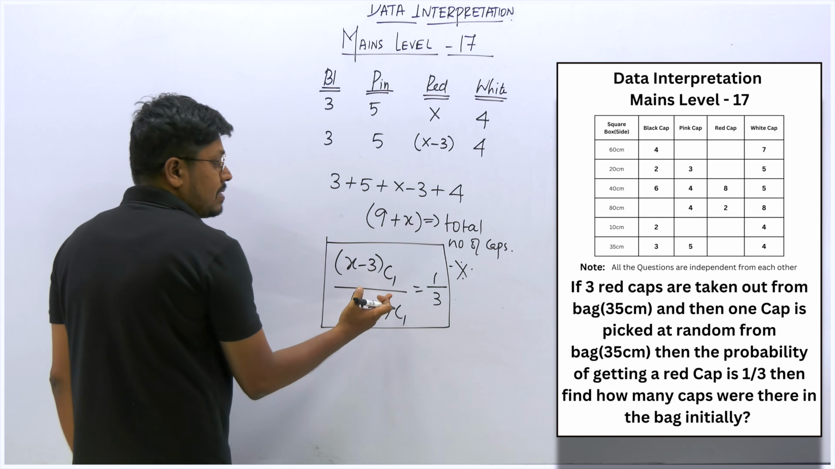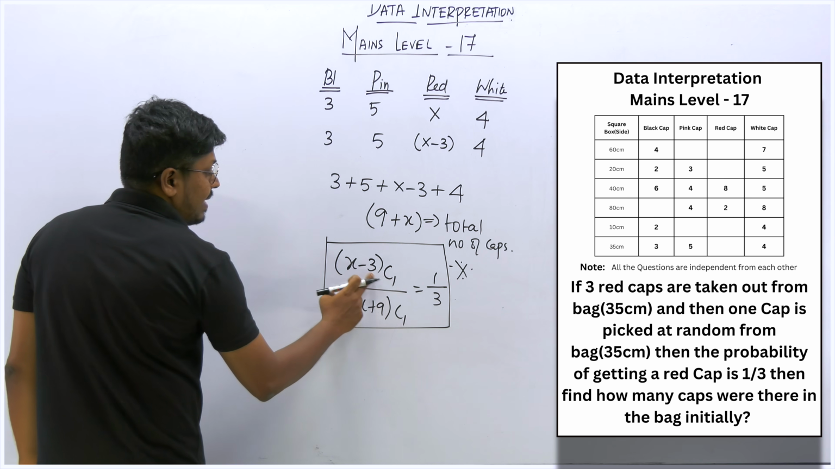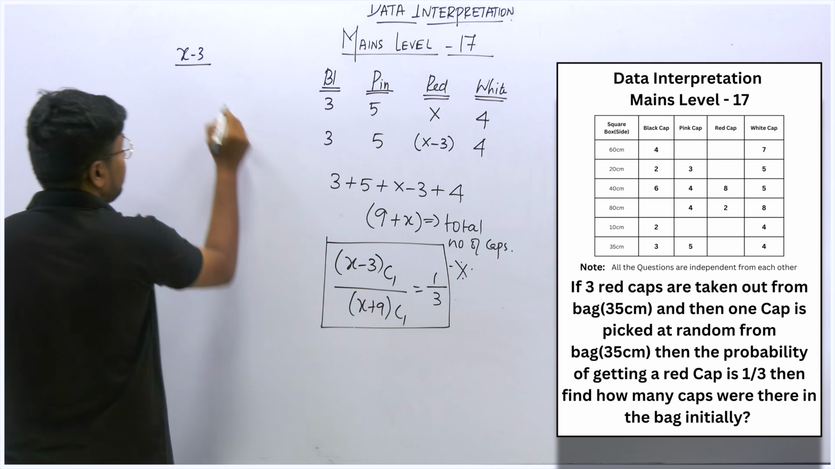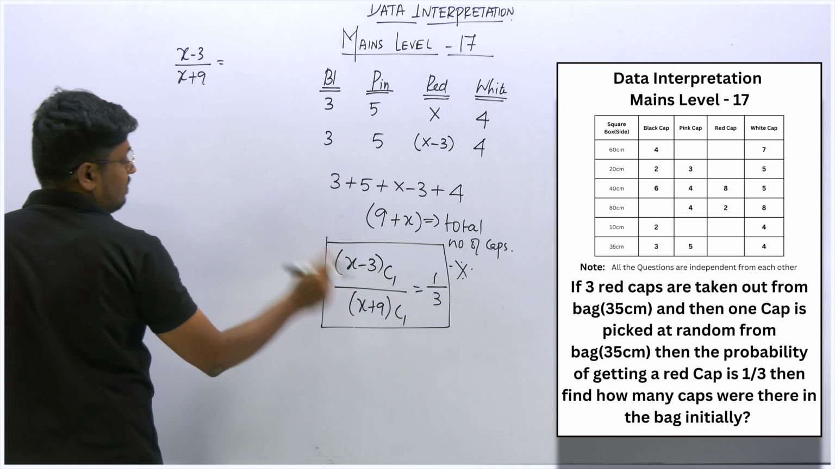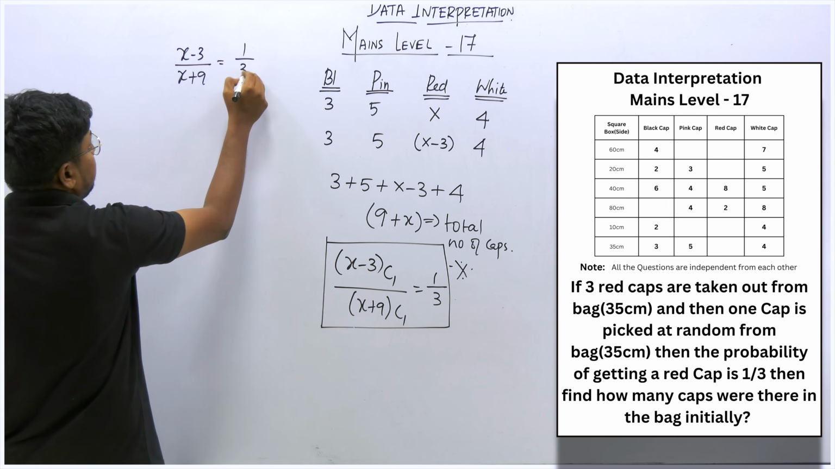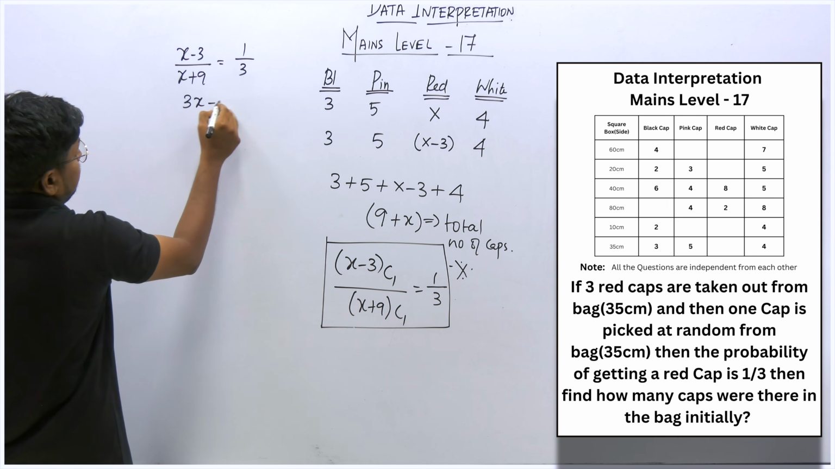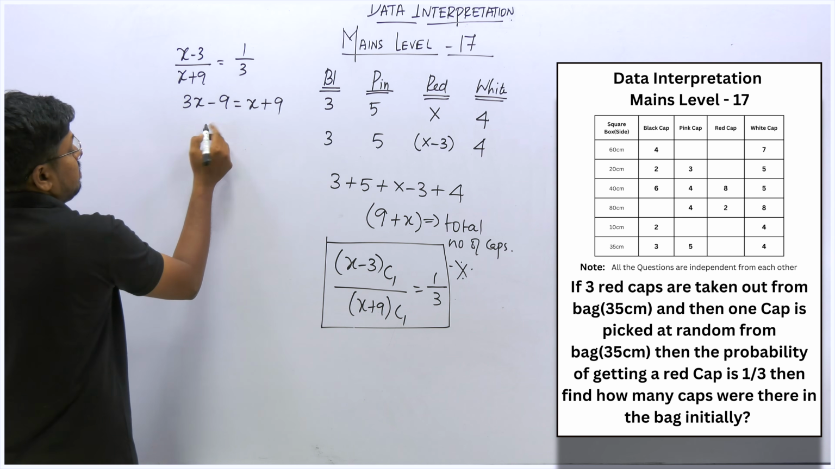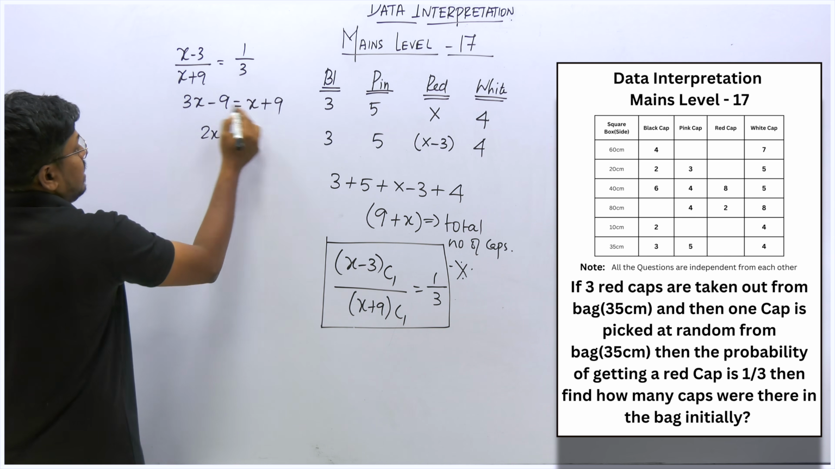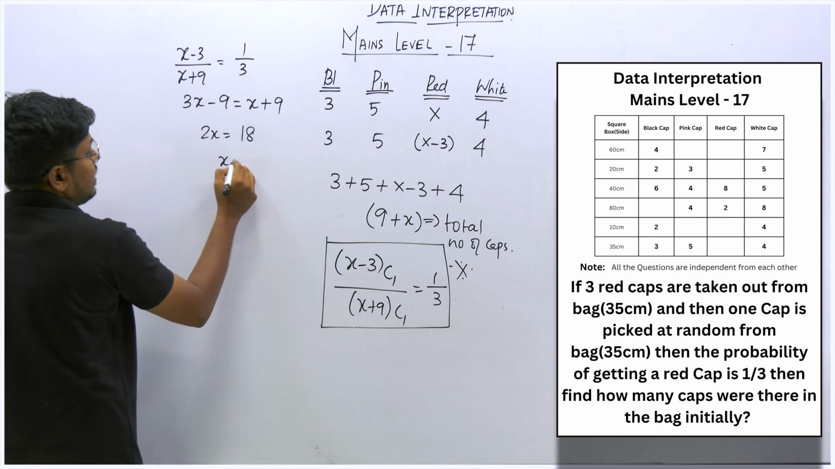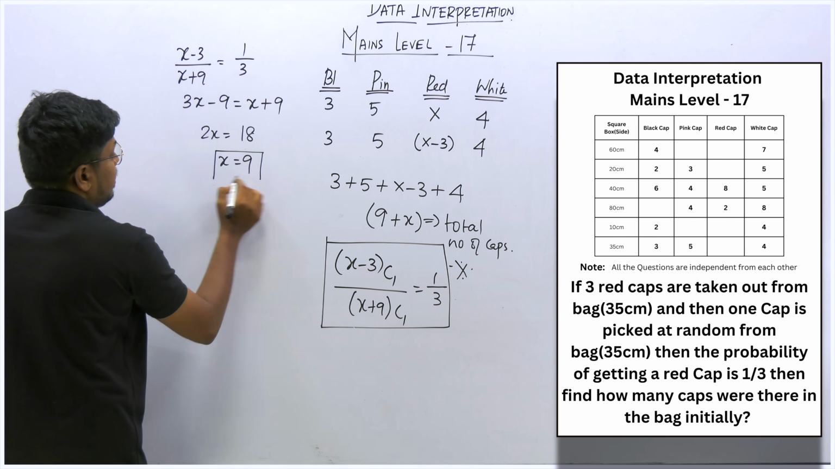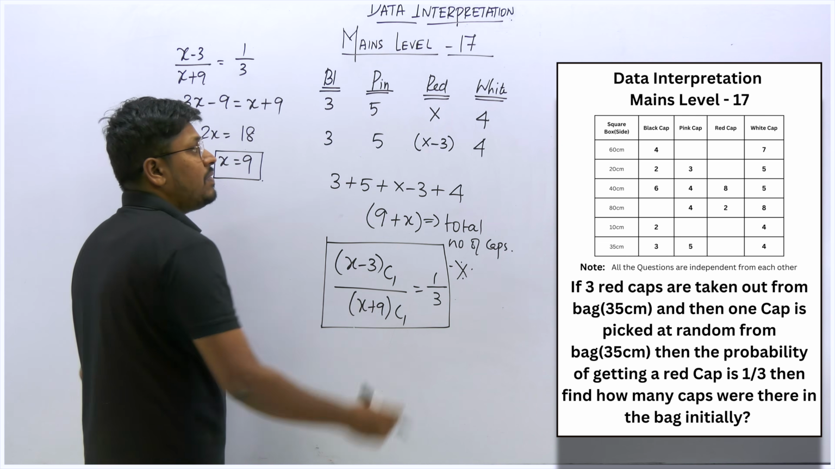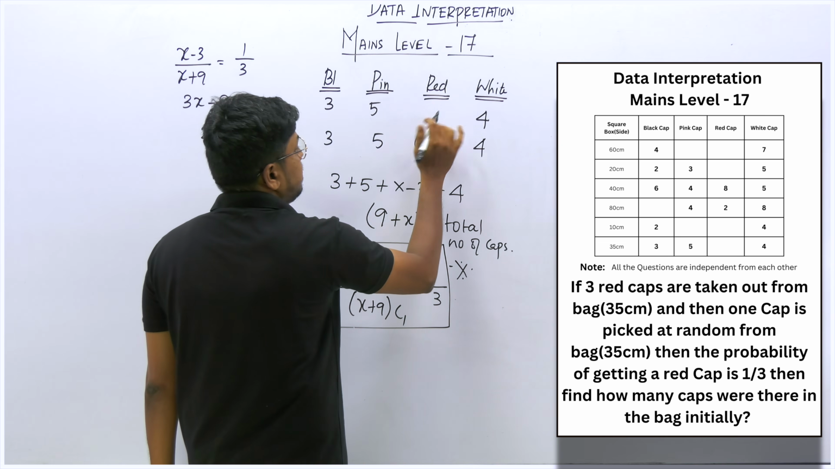So we can find the value of X here. X minus 3 C1 will be X minus 3, divided by X plus 9 C1 will be X plus 9, because we pick only one. So this will be 1 by 3. Cross multiply it. 3X minus 9 is equal to X plus 9. So 3X minus X will be 2X. 9 plus 9 will be 18. So X is equal to 9. So finally we got the answer. The value of X is equal to 9. So we have found the missing number, which is 9.